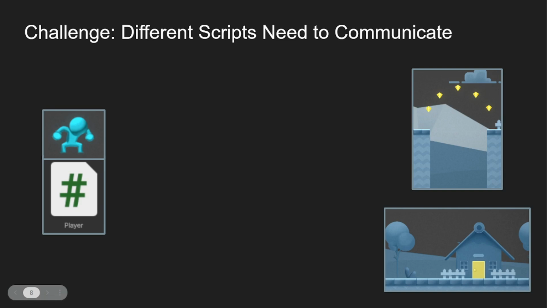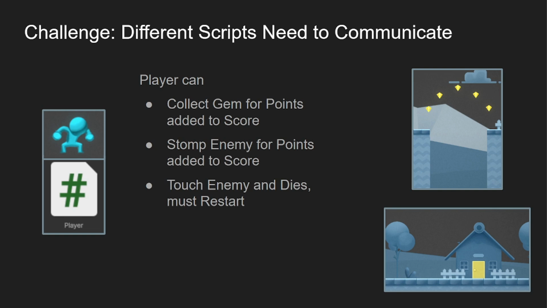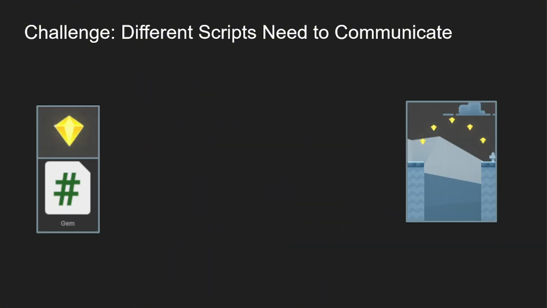So you can imagine in this game, the player has a player script. The player can collect gems to get points and add to their score. They can stomp on enemies, possibly for points to add to the score. If they touch the enemy, they die and have to restart. If they fall into a hole, like this gap here, they have to restart. And if they reach home, like the flag in Mario, then they finish that level and they go on to the next level. So the player script would handle some of that.